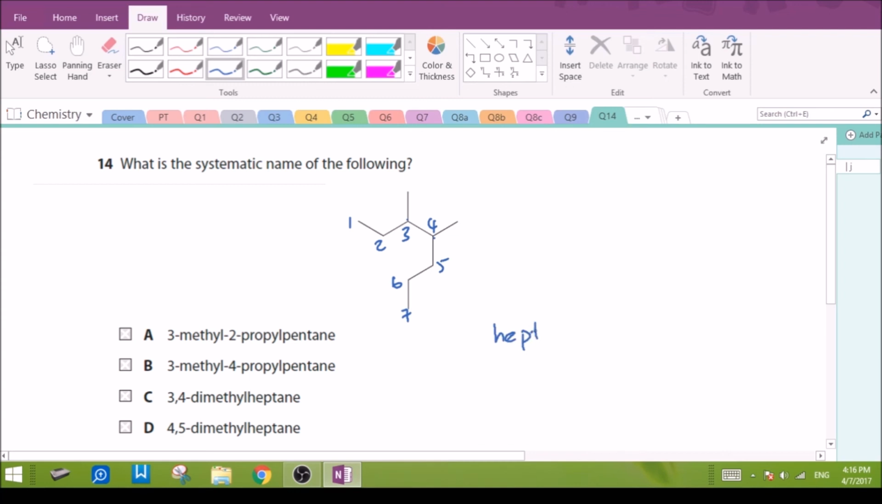7 will be heptane. And then we look at our branches. We have a methyl branch here, a CH3 branch, and another CH3 branch here. So we have 2 methyl branches. We call them dimethyl. And then finally we will assign the locations of the 2 methyl branches. They're at location 3 and 4. So we have 3,4-dimethylheptane.